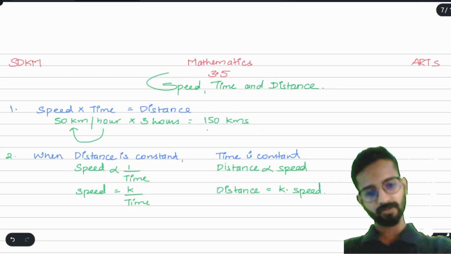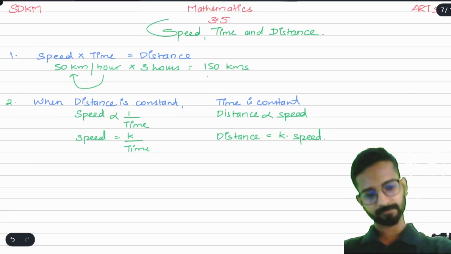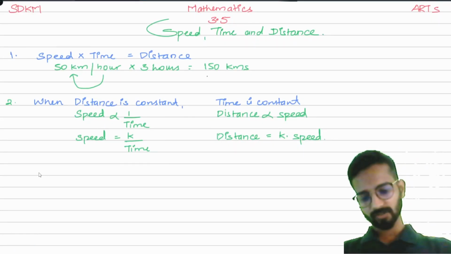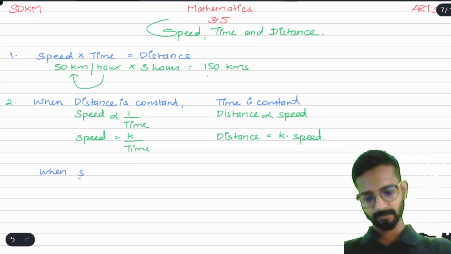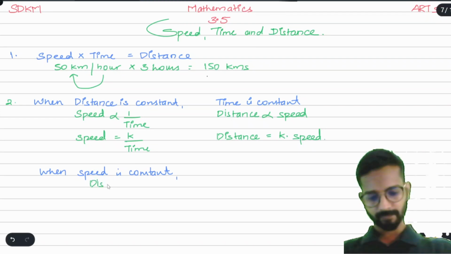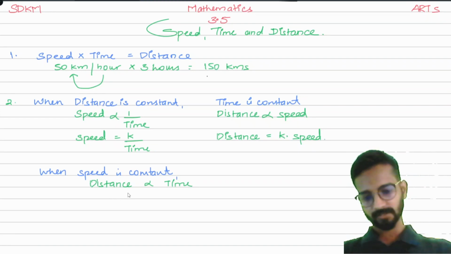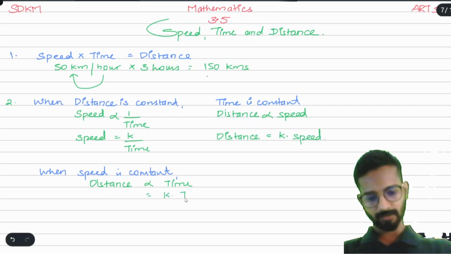Simple. Like this only, you can say, when speed is constant, then distance is proportional to time. Okay. Now you can say distance is equal to k into time.